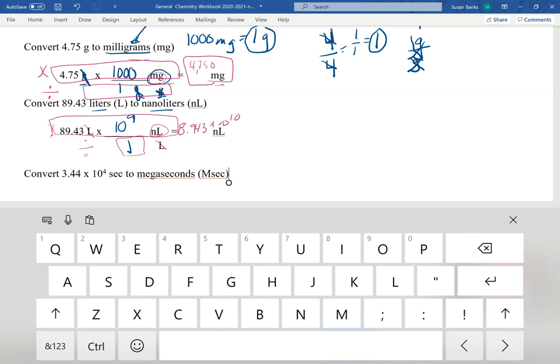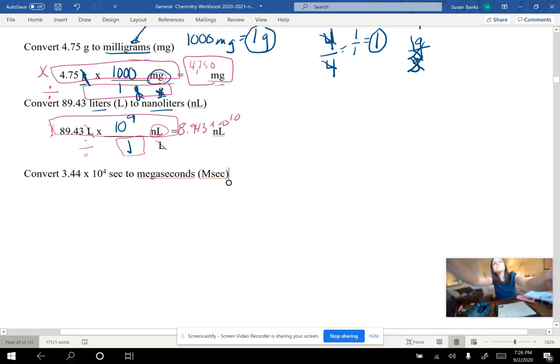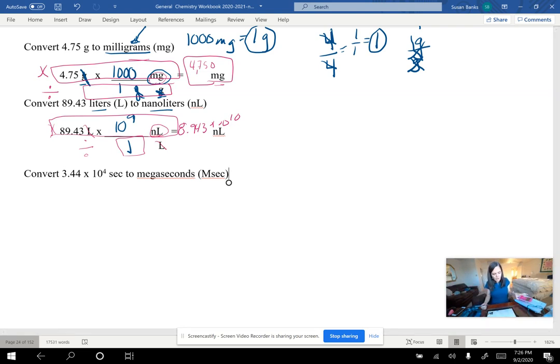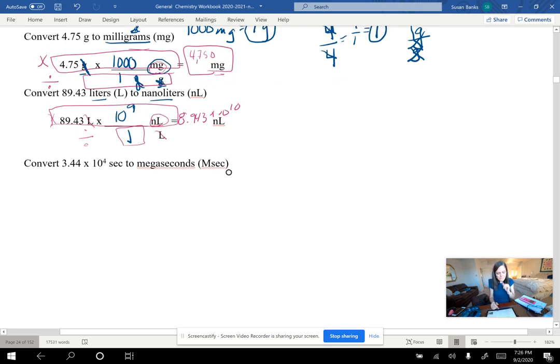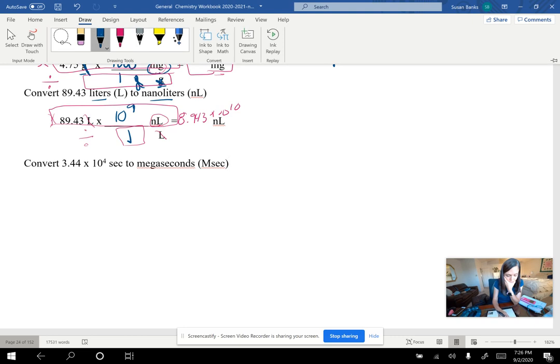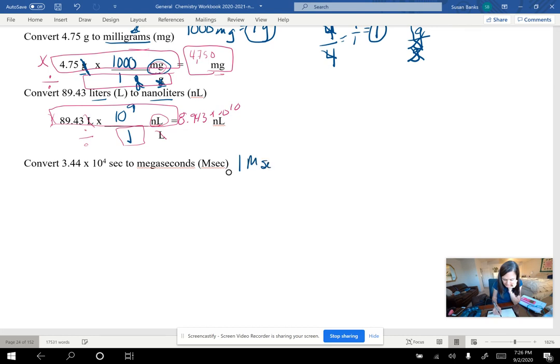Okay? Let's do another example here. Convert 3.44 times 10 to the 4th seconds to megaseconds. Notice we have a capital M. So that means it is bigger. Mega is a million. So in 1 megasecond, I'm going to have 1 million seconds, or 10 to the 6th seconds. Okay, so that's the unit that I'm going to be using to convert.